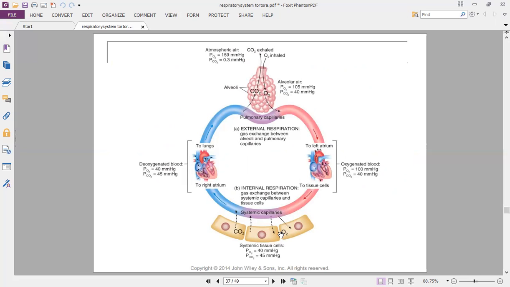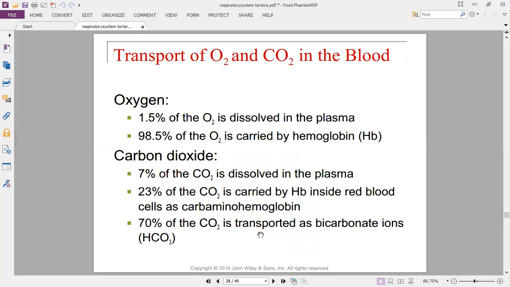At the tissue level, oxygen diffuses into the cells, carbon dioxide comes back into the blood, and the deoxygenated blood returns to the heart into the right atrium. It goes to the pulmonary circulation and it enters the lungs, and this is how deoxygenated blood and oxygenated blood are continuously circulated. External respiration keeps occurring between the pulmonary capillaries and the alveoli, and internal respiration keeps occurring between the systemic capillaries and your cells.